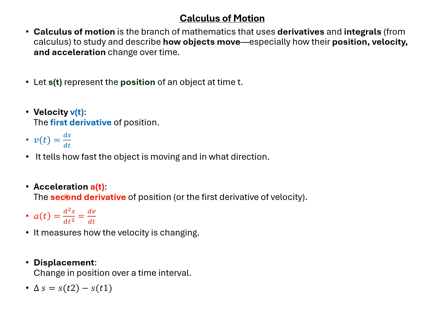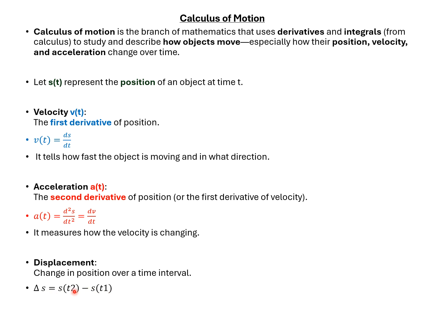For acceleration, a(t), we use the second derivative of position, or the first derivative of velocity. So acceleration equals the second derivative of position with respect to time, or dv over dt. It measures how the velocity is changing. And for displacement, to get the change in position over a specific time interval, we take the biggest time minus the smallest time to see how far it's moved.